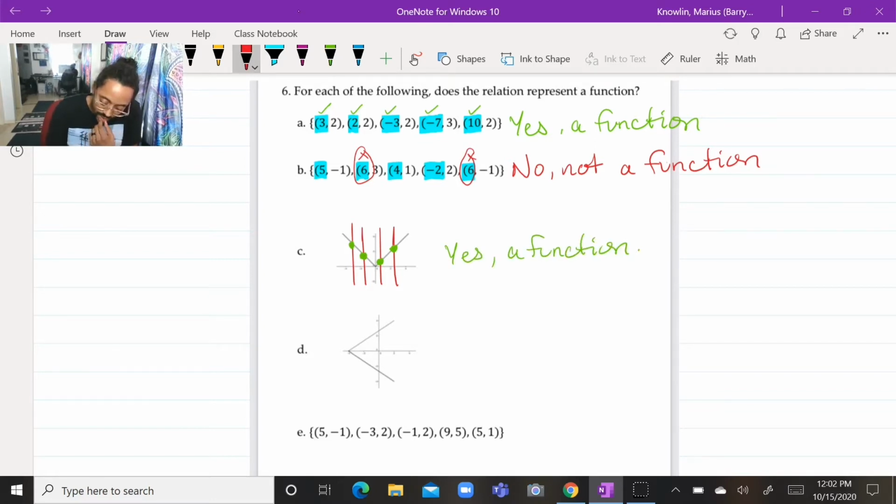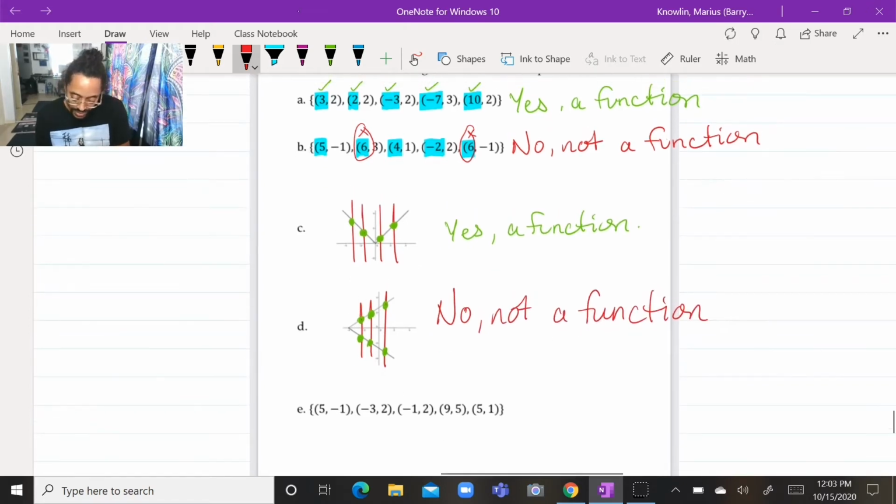Now D. Once again, we do our vertical line test. 1, 2, 3. And we're going to put our dots where it touches. Really, we only need to show that one line touches the graph twice, but all 3 of these lines touch the graph twice. So the answer here would be no, not a function.